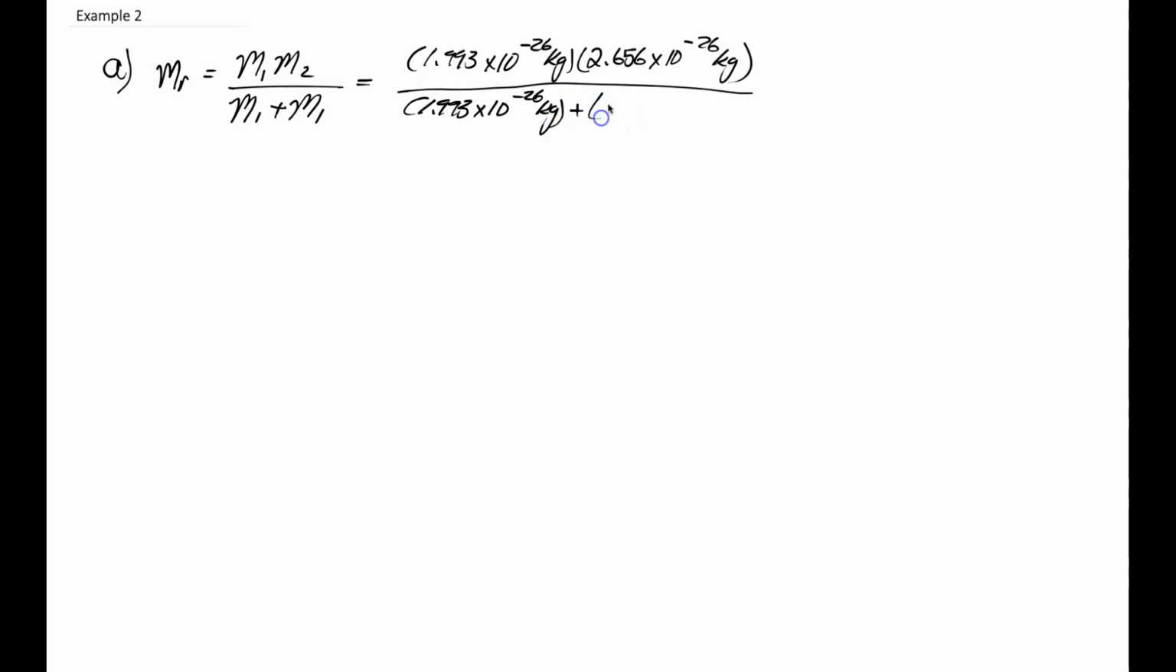M1 plus the value for M2, and that will give us a reduced mass of 1.139 times 10 to the negative 26 kilograms. And we'll use the reduced mass to find the moment of inertia for the system.